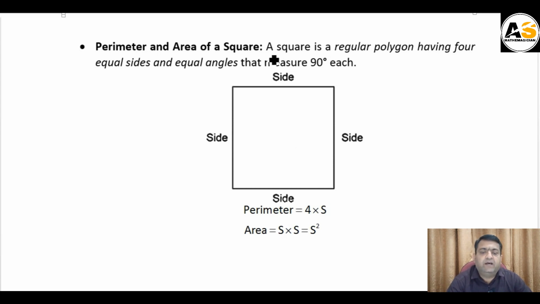First shape is square. What is a square? Square is a regular polygon. A regular polygon is a polygon whose each side is equal in length. So square is a regular quadrilateral, a four-sided shape having equal sides and equal angles that measure 90 degrees each. So this is a square. It has four sides of equal length and each of its angles is 90 degrees.